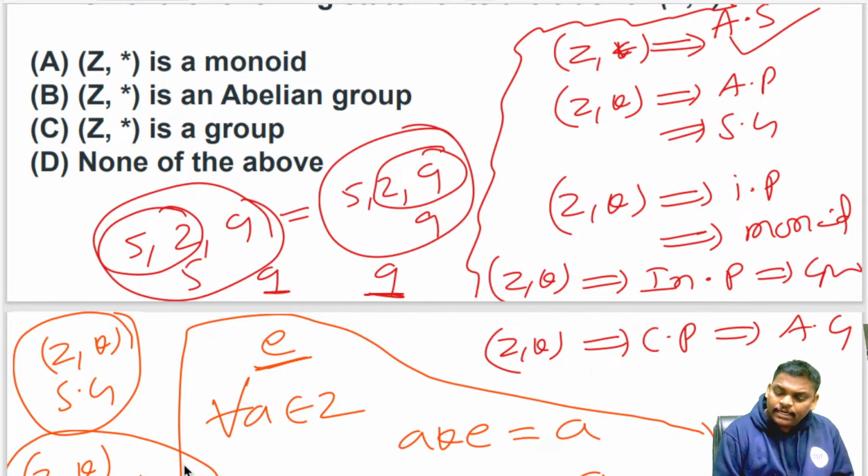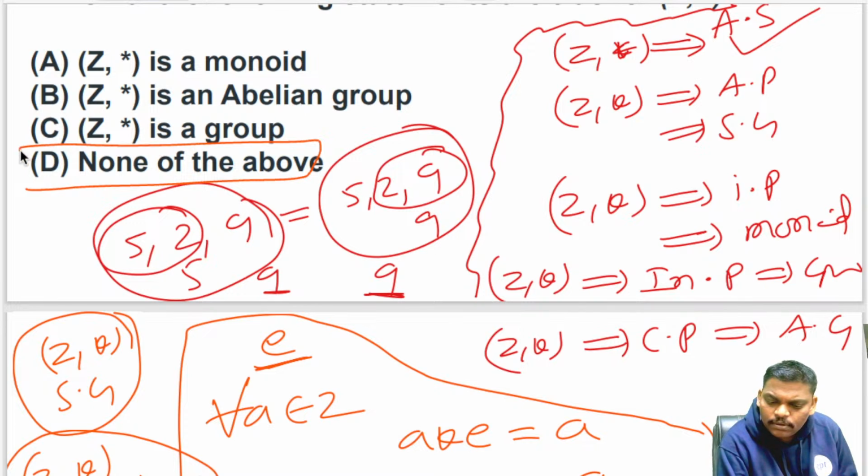If identity passes, then it is going to be a monoid. If inverse is also satisfied, then it is called a group. If commutative is also satisfied, then abelian group. So I think identity itself will fail. You can stop it. So the answer is D, none of the above.